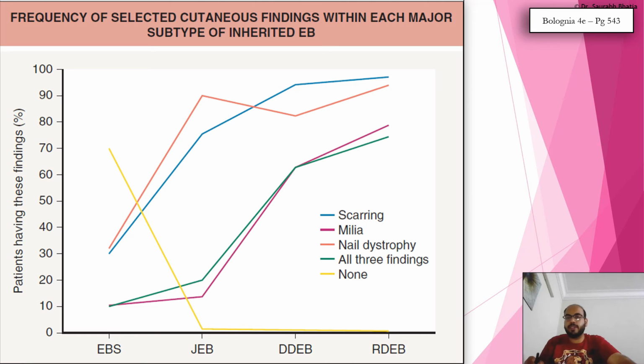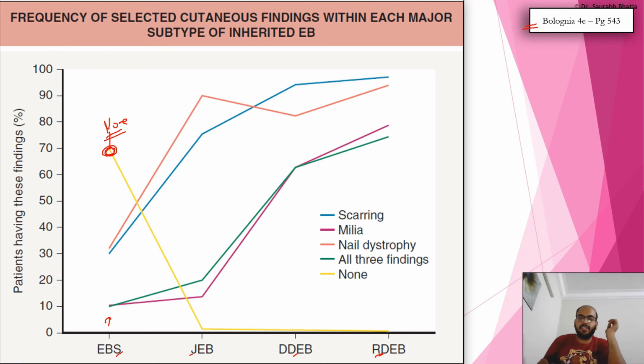And this diagram is taken from Bologna. It's a good image or a good graph to see and remember why the names of simplex and why as we go forward from simplex to junctional to dystrophic, the level of scarring, melia increases. So the yellow one, so let's see the yellow one, wait a minute. Yeah, the yellow one is none. Okay, it's none. So as we move from EBS, the simplex one, to junctional to dystrophic, to recessive dystrophic EB, there is more of findings. So the none will go back to 0. Okay, that means some cases of EBS can have no clinical findings.